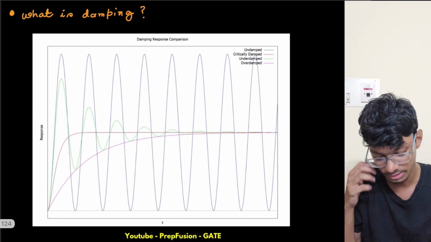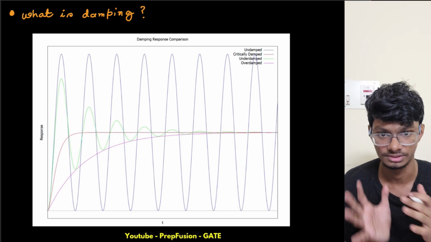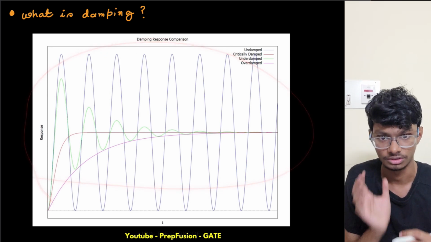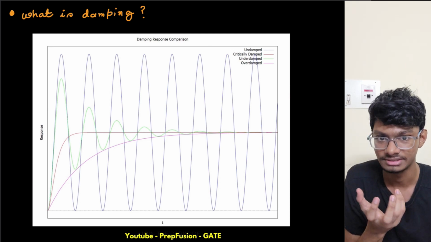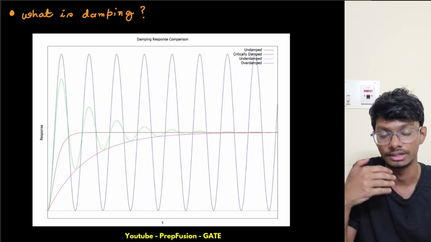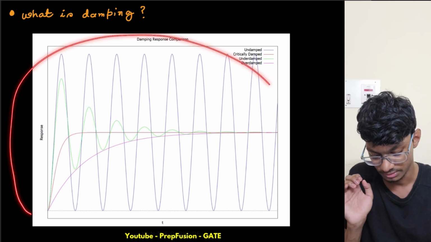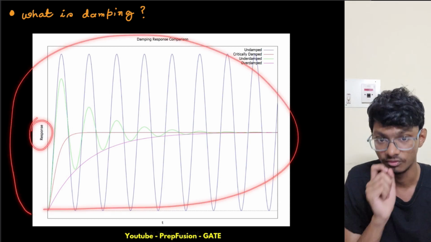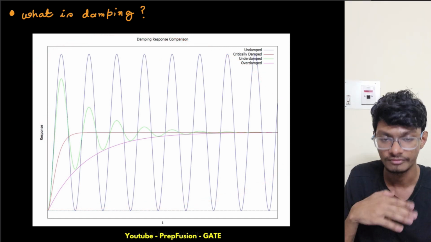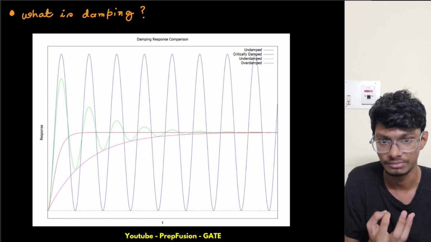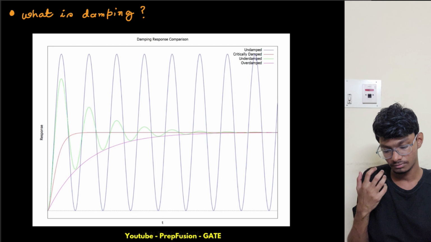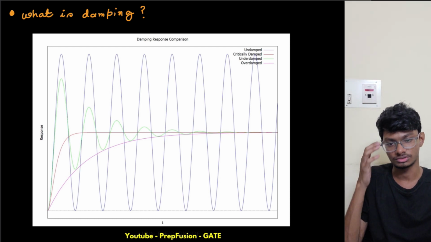Now we'll see what the main motto of this chapter is. Basically, the main motto of the chapter is to understand all these waveforms. I think you have already seen this in your semesters, but let's understand it in a better manner. So what is this? Basically this is the unit step response of a second order system for varying damping factor. What we see is that there are some oscillations.